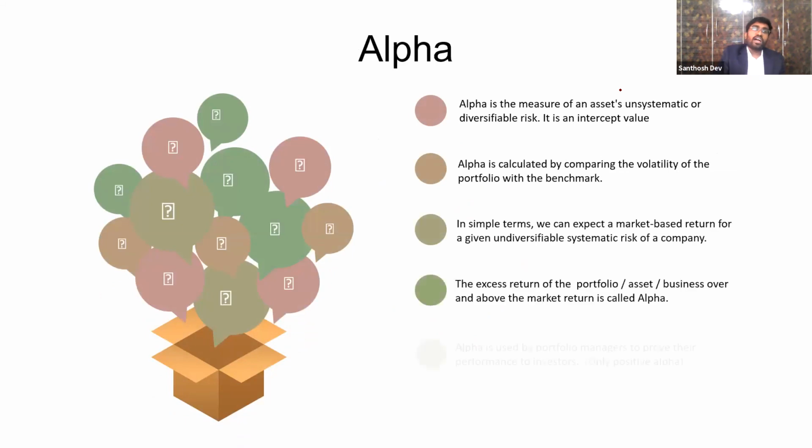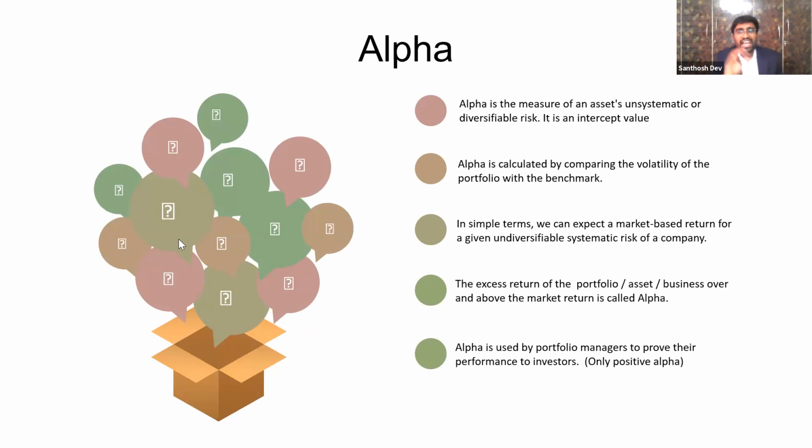Now, alpha. As I told you, I'm going to take you through only one slide on alpha. Alpha is going to be very simple. Alpha is the measure of the asset's unsystematic risk or diversifiable risk. It is an intercept value. We will argue on it, but this is my understanding. When you look at the capital asset pricing model, I told you it will only give you the return that you can expect from the market. Alpha is the return that you can expect over and above the market.